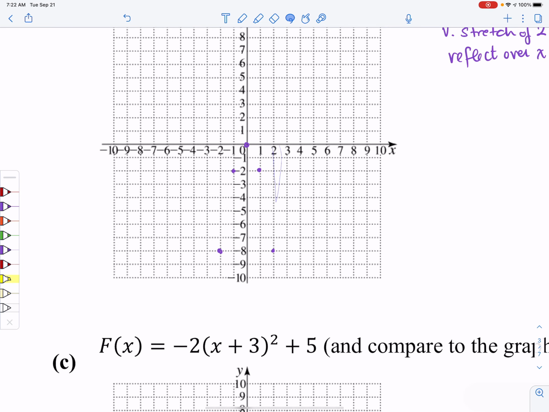Parent went down 4. We're not going to go down 4. We're going to go double that. We're going to go down 8. So everything that the parent does ends up being double.